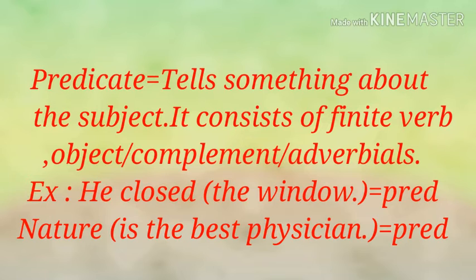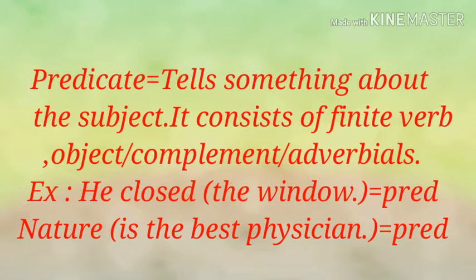Predicate is that part of a sentence that tells something about the subject. For example, nature is the best physician. Here nature is the subject. So what the predicate tells is that it is the best physician. Clear? Are you able to catch it? That the predicate part tells about the subject. The predicate part is the best physician and nature is the subject.